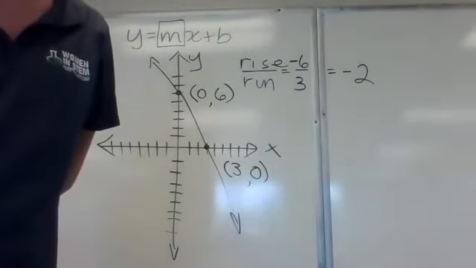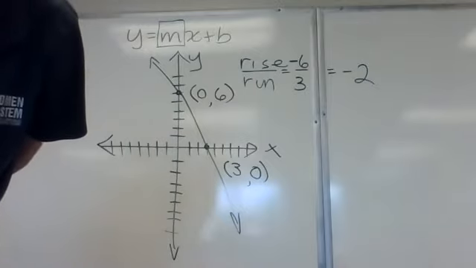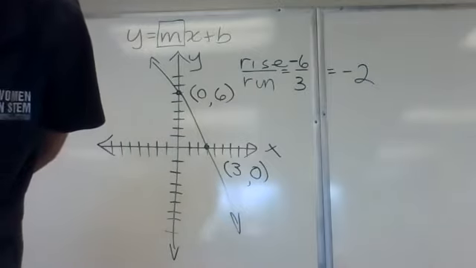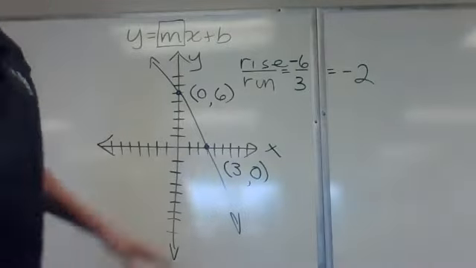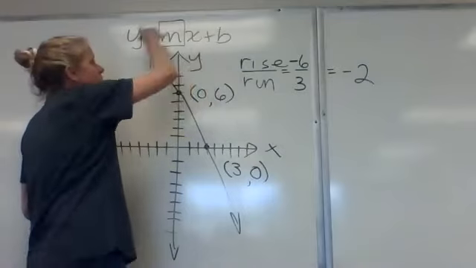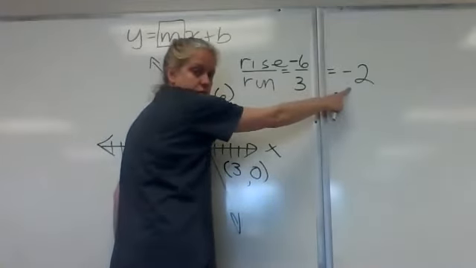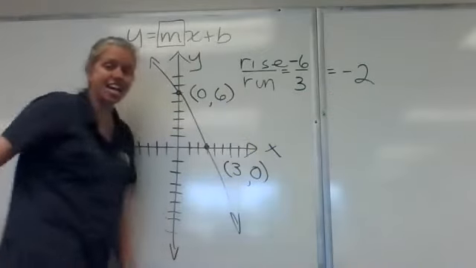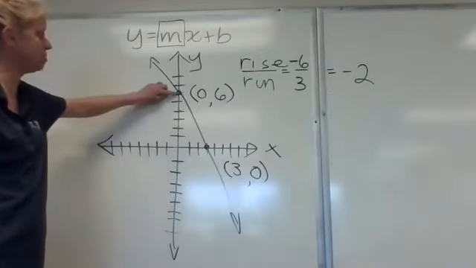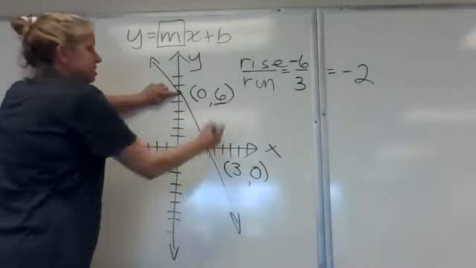But it wants you to take this a little bit further. It doesn't just want to know the slope. Actually, that will get you your answer. But it wants you to find the equation of this line in this form by knowing the slope, which is -2, and the y-intercept. The y-intercept is where it crosses the y-axis, which is 6.